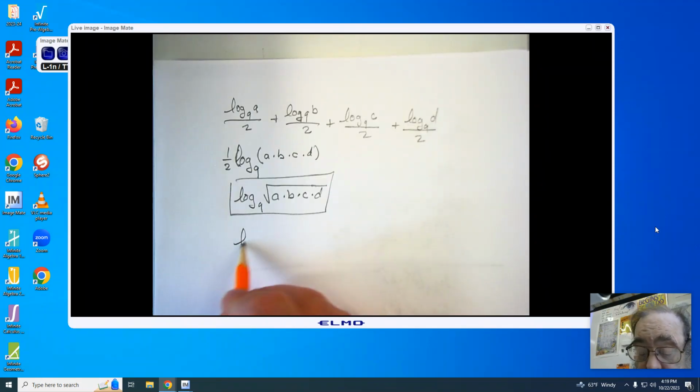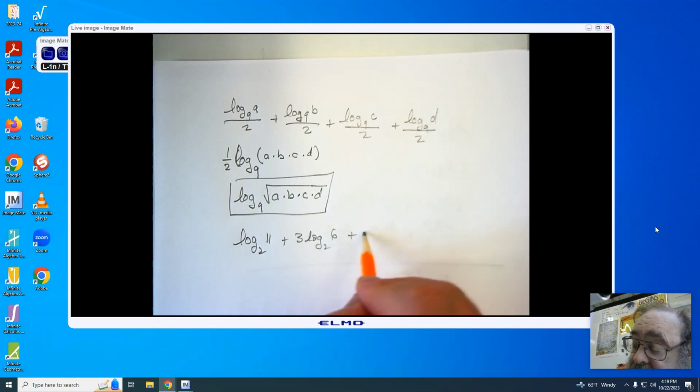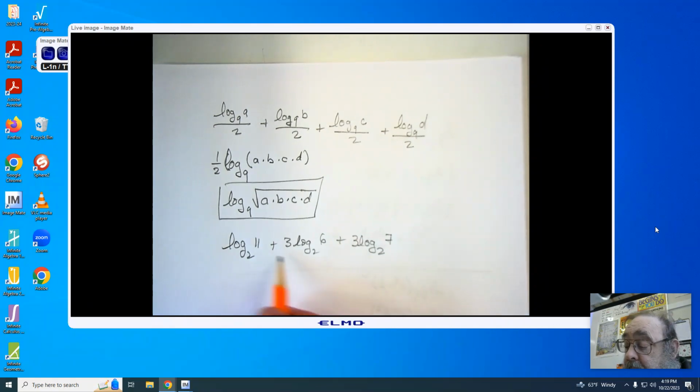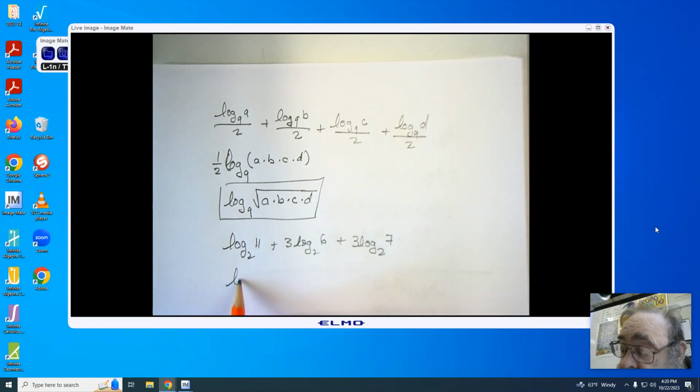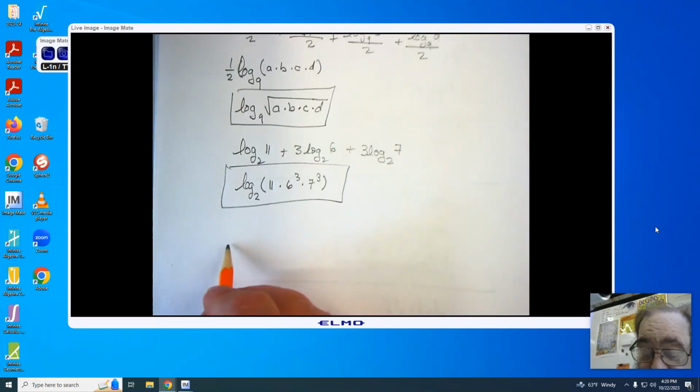Then we have log base 2 of 11 plus 3 log base 2 of 6 plus 3 log base 2 of 7. The sum becomes products and the powers move behind. So I have log base 2 of 11 times 6 cubed times 7 cubed. This would be my answer, unless I wanted to expand it out fully by multiplying. And to do that, I hope I have a calculator. Let's go ahead and go to our last one.